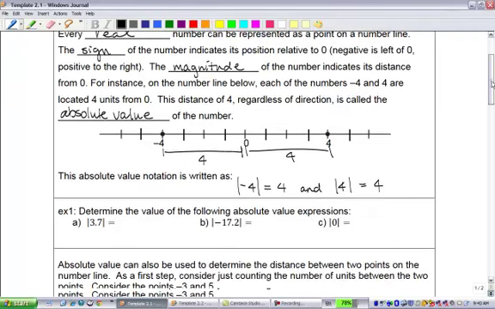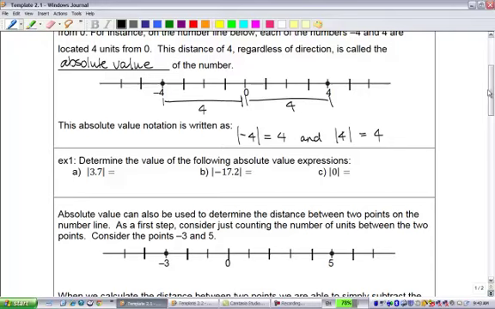So really a pretty straightforward concept, I think. If a number is positive, it remains positive. If a number is negative, you make it positive. So absolute value of 3.7, since it's already positive, just remains 3.7. Absolute value of -17.2, because it's negative, we make it positive, so it becomes positive 17.2.